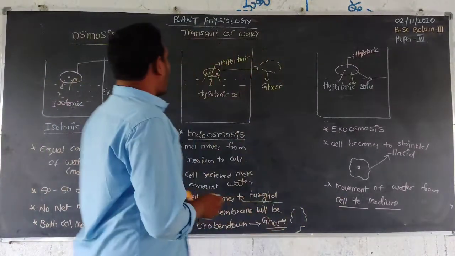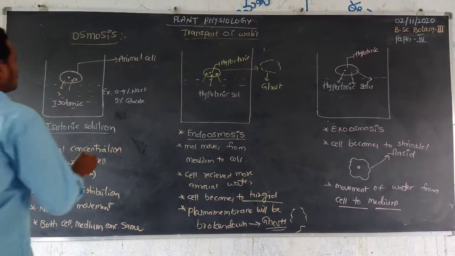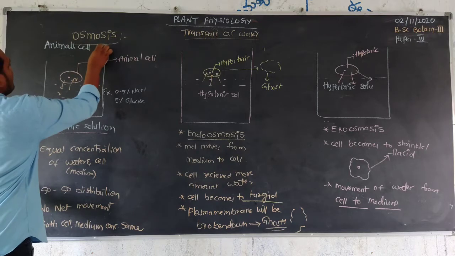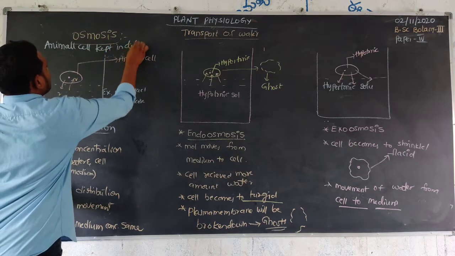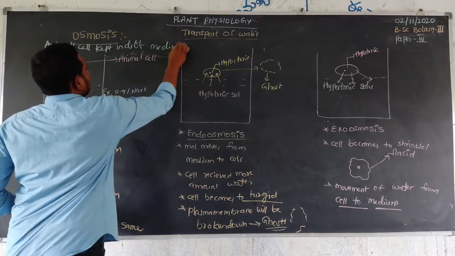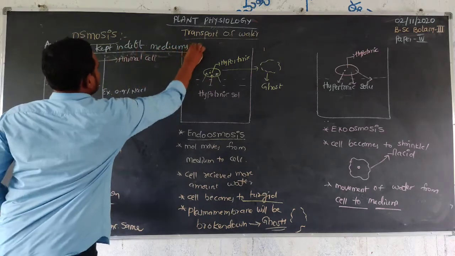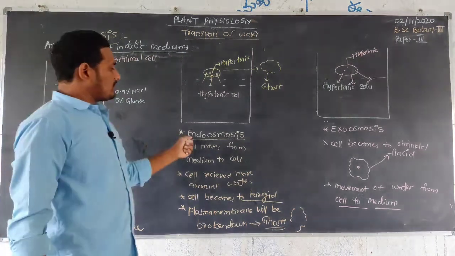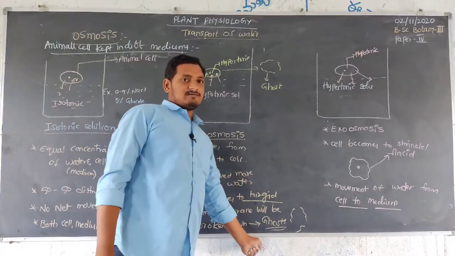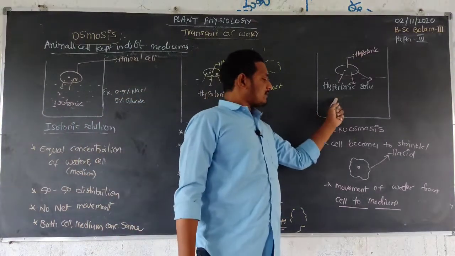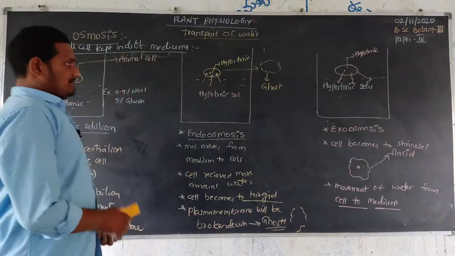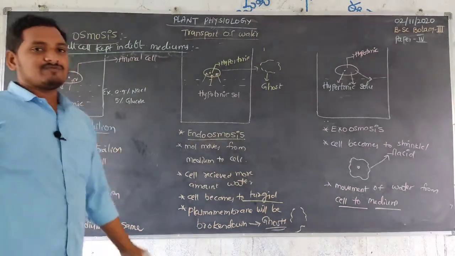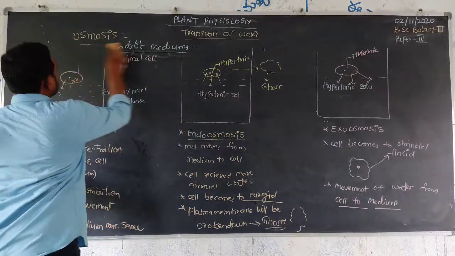This is what happens when an animal cell is kept in different types of solution. This is the animal cell condition. The animal cell is kept in different mediums. In isotonic, there is no significant change. In hypotonic, endoosmosis occurs, the cell becomes turgid and breaks down, and in hypertonic, the cell becomes flaccid or shrunken. Next, the plant cell. We have to keep it in these three kinds of mediums. What will happen? We have to observe now.